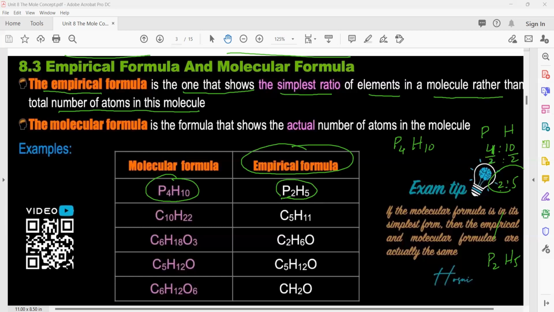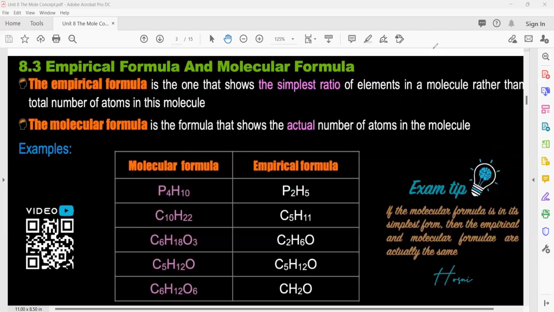It does not give you the exact number, because the exact number is what? 4, 10. But here you have 2 and 5. So once again, see the empirical formula definition. Empirical formula is one that shows the simplest ratio of elements in a molecule rather than the total number. So sometimes if the formula is given to you, you can make its empirical formula. For example, this one, C10H22. You can divide both by 2, so you will get C5H11. Now you cannot divide both with the same number, so it will remain here.